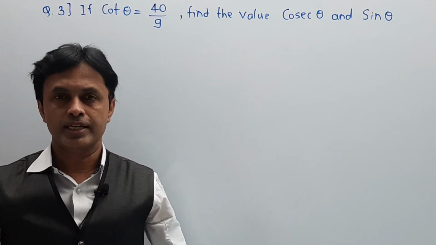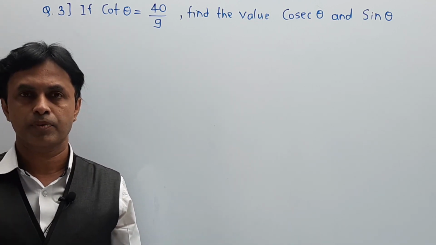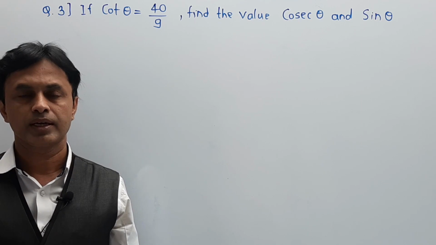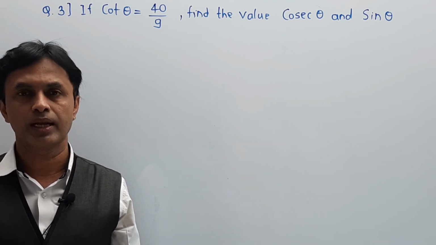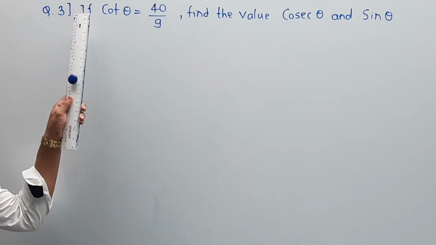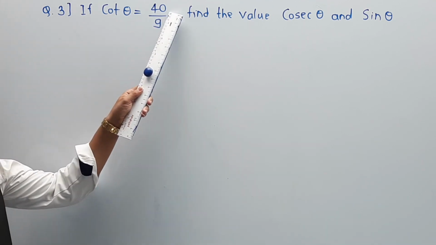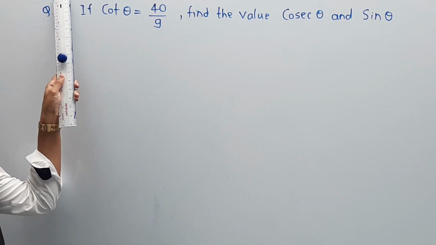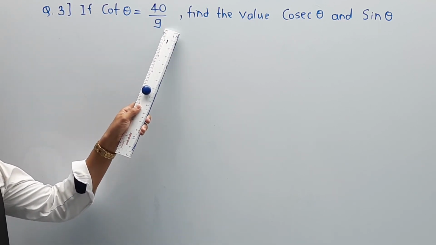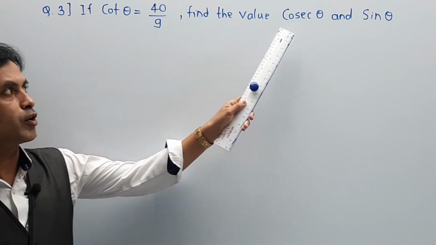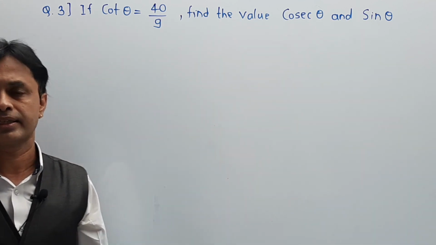Hello friends, in the last lecture we started exercise problem set 6.1, in which we completed the first and second numerical. Now moving to the third numerical: if cot theta is equal to 40 by 9, we are in the part of practice set 6.1. If cot theta is equal to 40 upon 9, then find the value of cosec theta and sin theta.